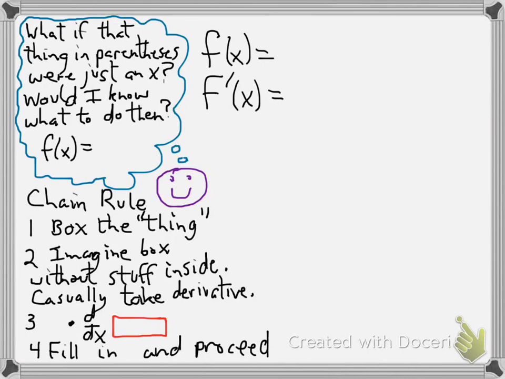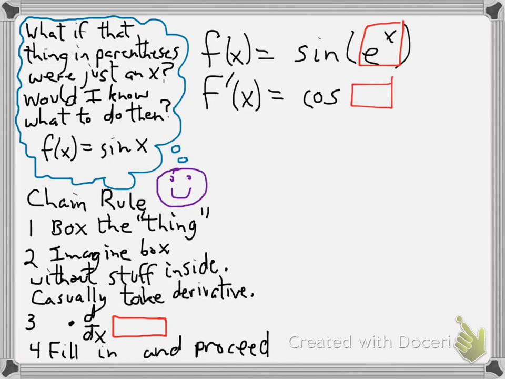Okay, I have one more for you. F of x equals the sine of e to the x. The thing in parentheses that we wish was an x is now e to the x. If that were just x, we would be looking at f of x equals sine x. So this is a good time for the chain rule. We should now call this sine box. And what is the derivative of sine box? It would be cos box.